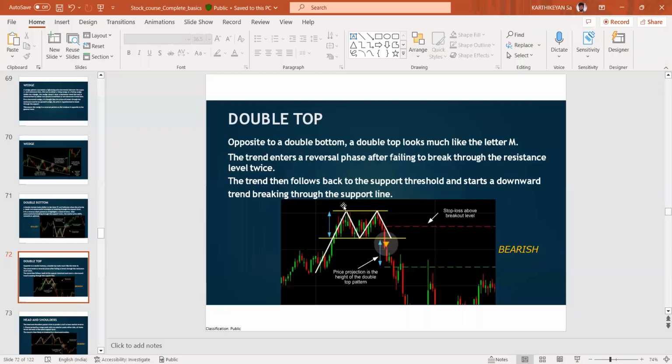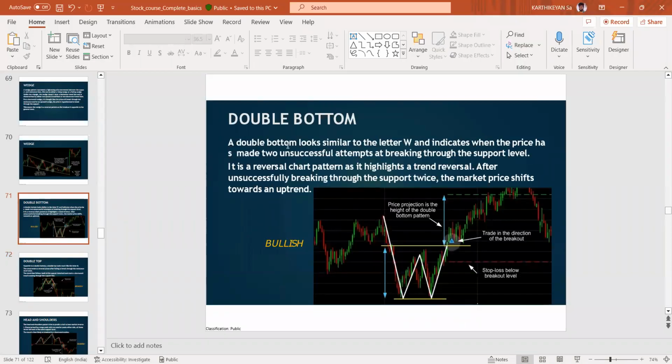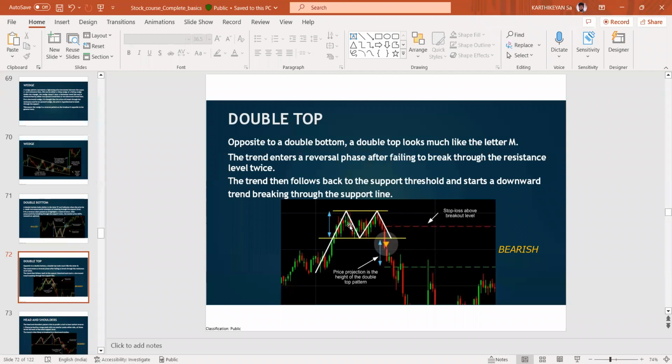Double top. It's exactly the opposite of what we discussed with the double bottom, but here it acts like a resistance. Price finds a double top, then moves downward once it breaks the support, and the target length will be the length of this pattern. So let's see it in the chart.